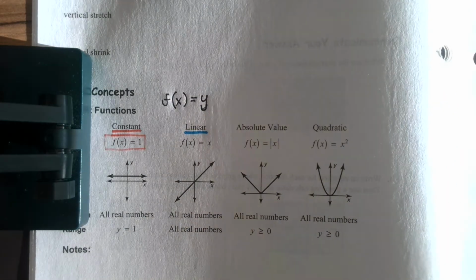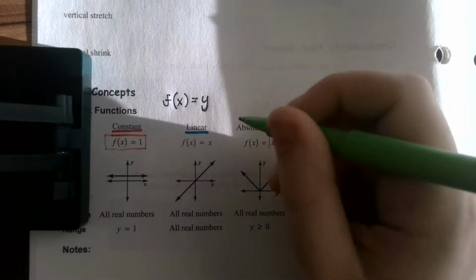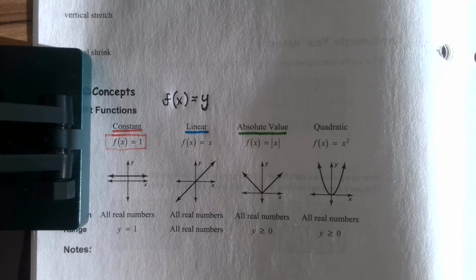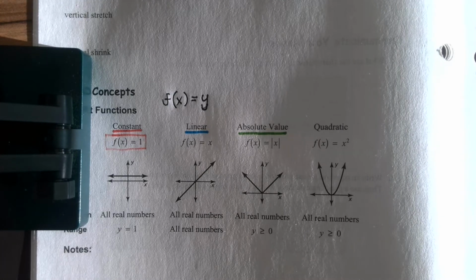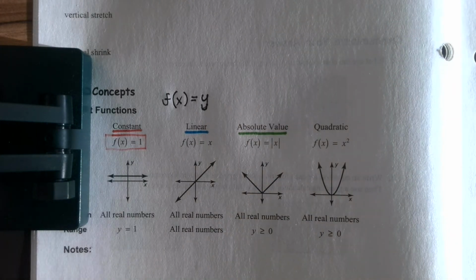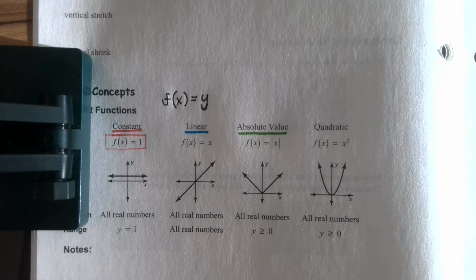The next parent function we have here is the absolute value function. This is something that you may have touched on before. You may have touched on this in your Algebra 1 classes, but we never go too in depth with them. The absolute value function is a function that looks a little bit like a V, and anytime you see a V-shaped function, you should know, hey, that's going to be my absolute value function.